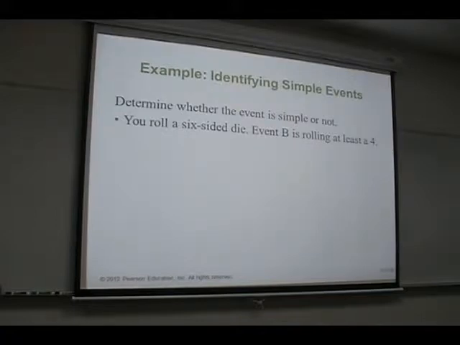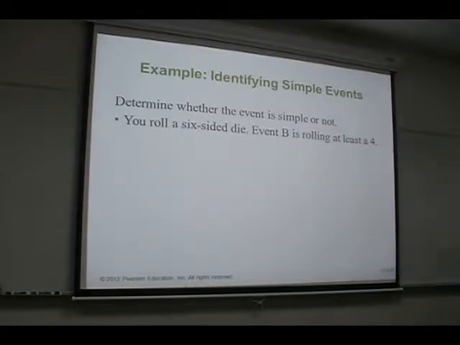Okay. This one says, determine whether the event is simple or not. You roll a 6-sided dice, and then the second thing you're going to do is rolling at least a 4. So let's talk about is it simple? What are my options for rolling a 6-sided dice? 1 through 6, right? So I could have 1, 2, 3, 4, 5, 6.